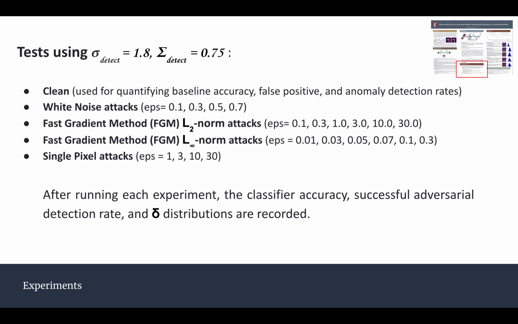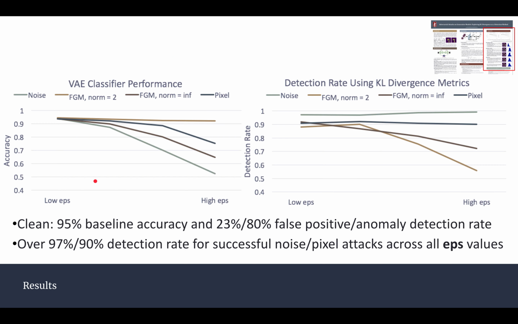And we're going to find out that this is empirically the case for the MNIST dataset. And so we're going to be running tests with these empirically tuned parameters on all the proposed attacks. And after each experiment, we're going to be recording the accuracy and detection rate. And so now we can look at some of the results.